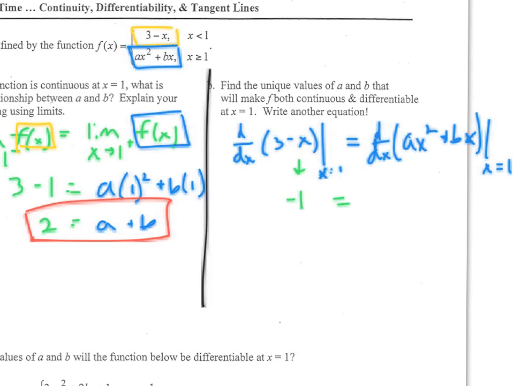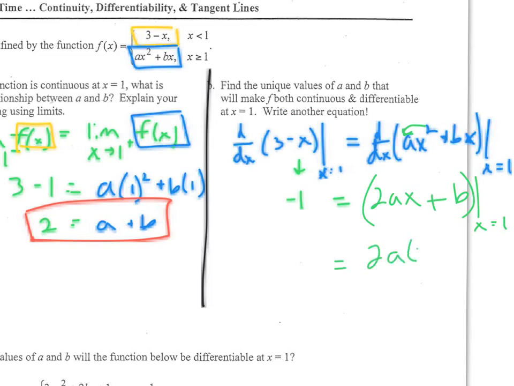The derivative of the right-hand side, be careful, my variable is x. So a is just a constant multiple up front. I'm using my power rule, so I'm going to have 2ax for the first part, bring my power out front, and that just gets multiplied by the a, plus b times x is just the value of b. And of course I'm evaluating this at x equals 1. So I am going to go ahead and substitute that 1 in for x.